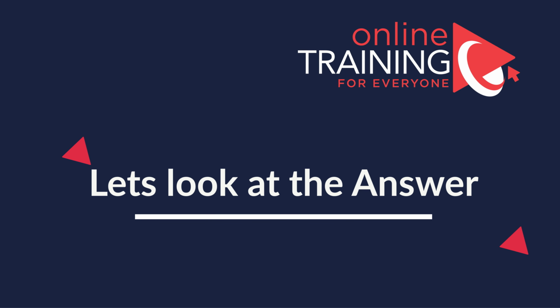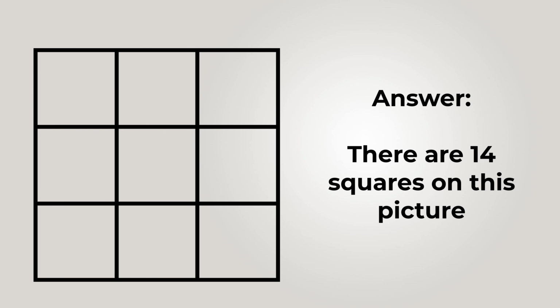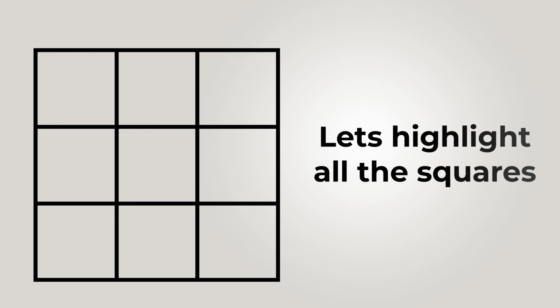There are 14 squares that can be identified in this picture. This definitely came as a big surprise to me. Do you see them all? Some of them might be much easier to identify than others. Let me draw them for you. There are 9 small squares.